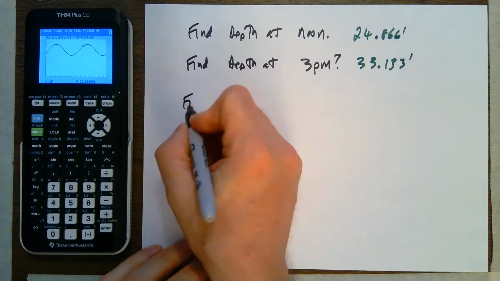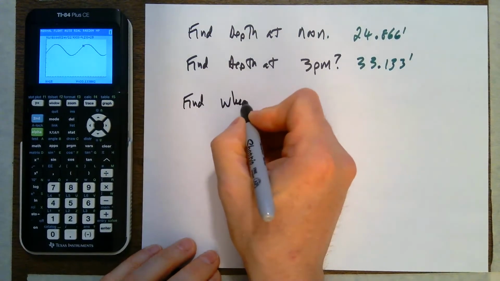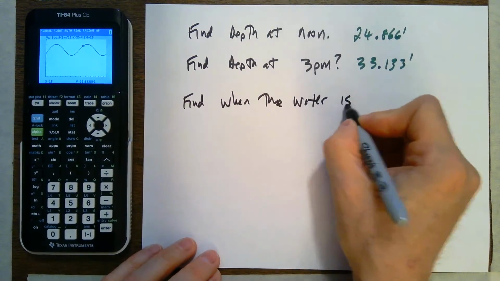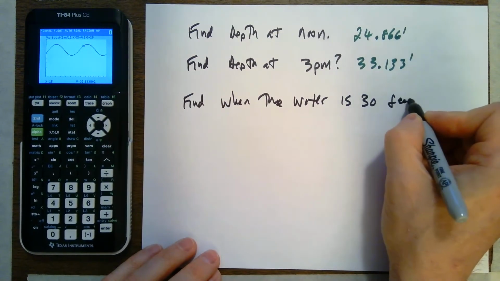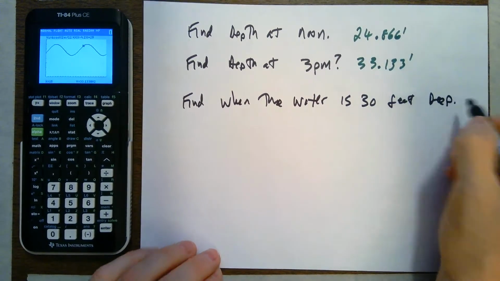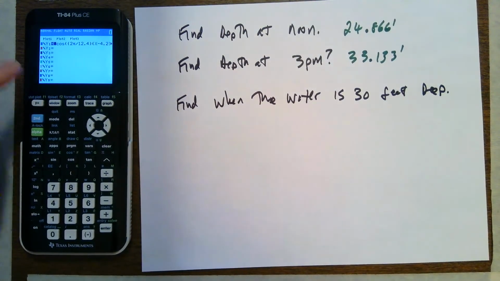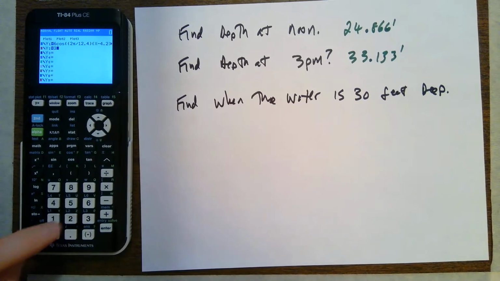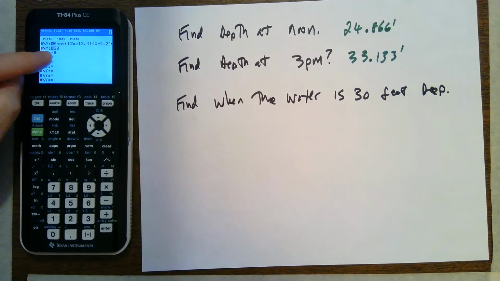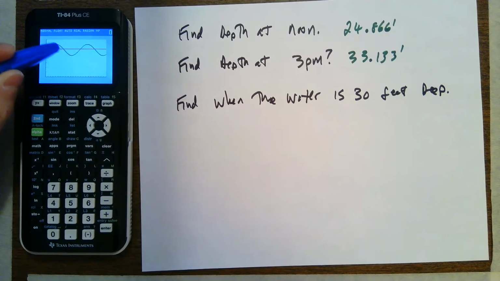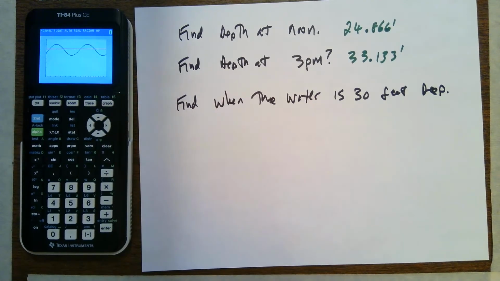Now, suppose I want to launch my boat, but I have to have at least 30 feet of water. So I want to find when the water is 30 feet deep. All right, so now for this one, I'm going to go back to my y equals, and in y2, I'm going to put in 30 feet deep, and I'm going to graph it. There's my tide, and there's 30 feet deep. So I can see that it's 30 feet deep 1, 2, 3, 4 different times that day.